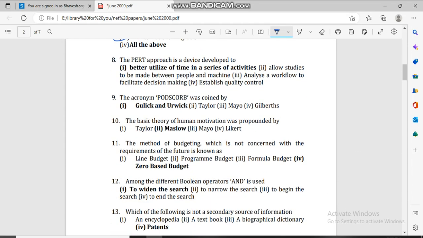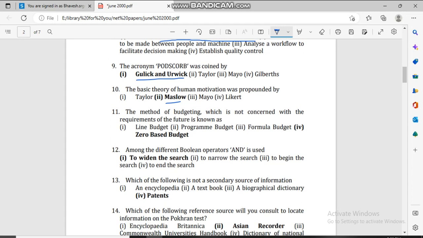The PERT approach is a device developed to better utilize time in a series of activities. The acronym POSDCORB was coined by Gulick and Urwick. The basic theory of human motivation was propounded by Abraham Maslow. The method of budgeting which is not concerned with the requirements of the future is known as zero-based budget.